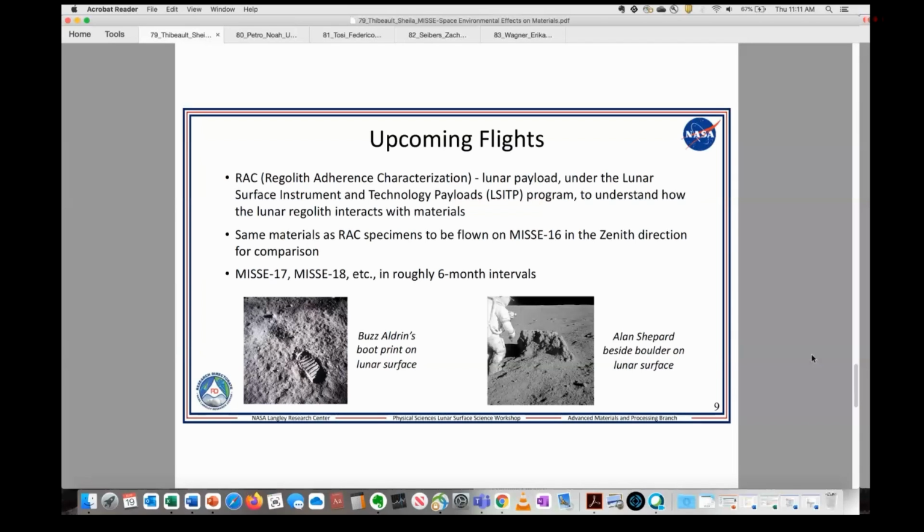So if anyone is interested in considering MISSY for exposing materials for lunar applications, there are flights coming up, MISSY 17 and MISSY 18 and so forth, in roughly 6 month intervals.